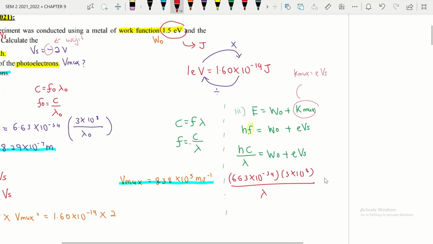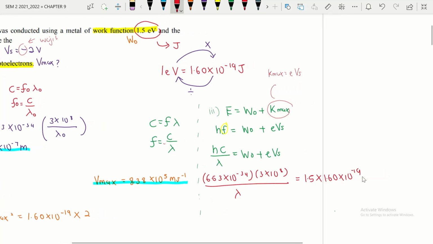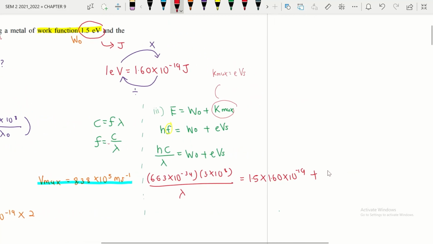And then work function is 1.5 electron volt, but remember I told you we need to convert it into joule when we are doing the calculation. Okay, plus with the value for the electron, which is 1.6 times 10 to the power of negative 19, and also the stopping potential is 2. So when you rearrange this equation and put into the calculator, you will get your wavelength 3.55 times 10 to the power of negative 7 meter. Okay, so that's all for question number 4.